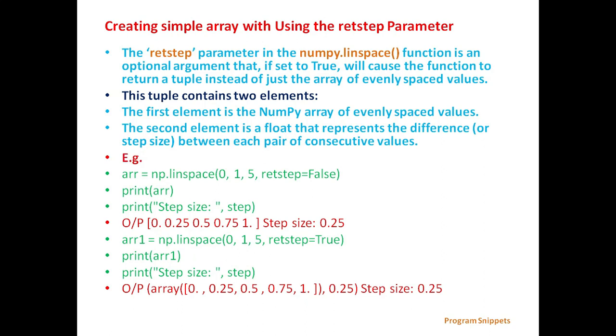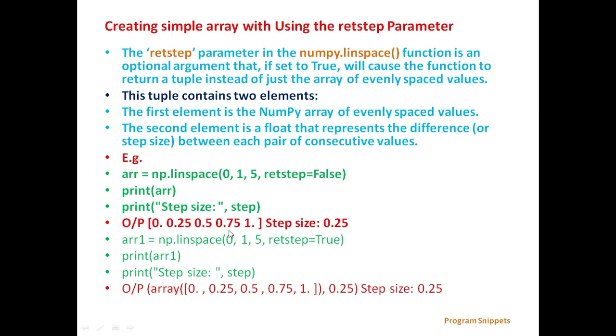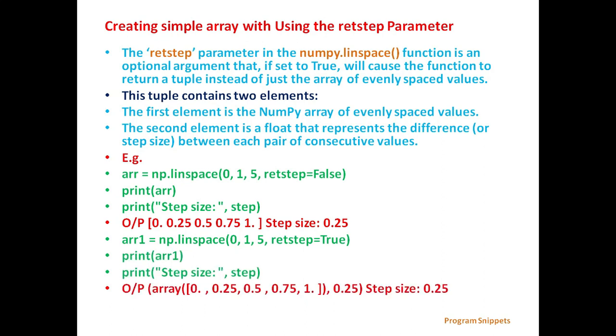For example, if we define an array with linspace as 0, 1, 5 and retstep as false, it will give the output as the generated array. And if we print the array and the step size, it will first print the array with evenly spaced values and the step size is 0.25. And if we define the array with linspace with retstep equal to true, and we print the array and step size, first it will print the tuple, that is the array with step size, and again it will print the step size as 0.25. That is, if we give retstep as false, it will return only the array value, and if we give retstep as true, it will generate a tuple with the array and the step size.